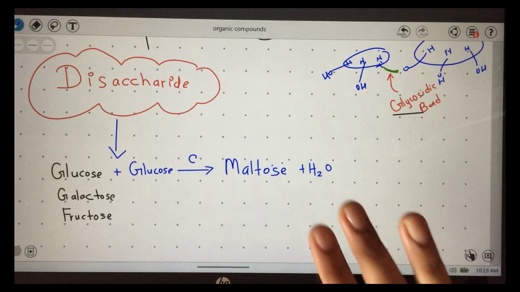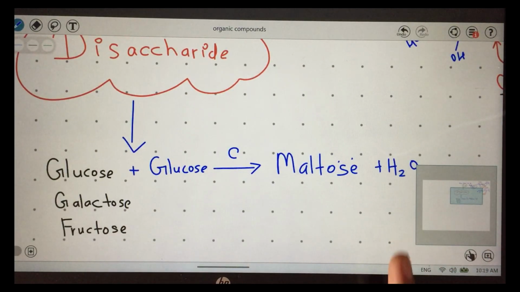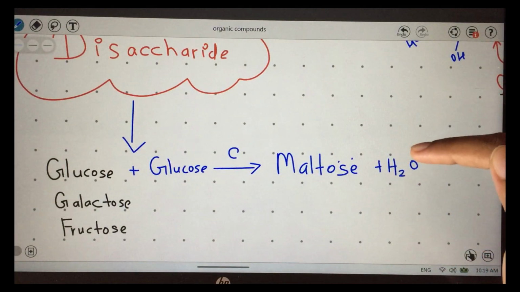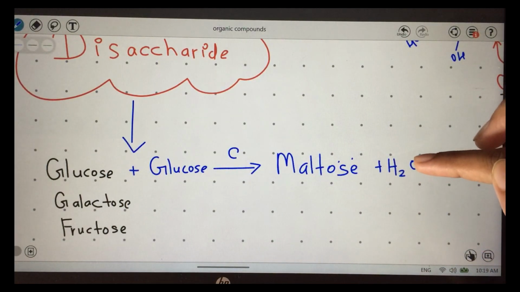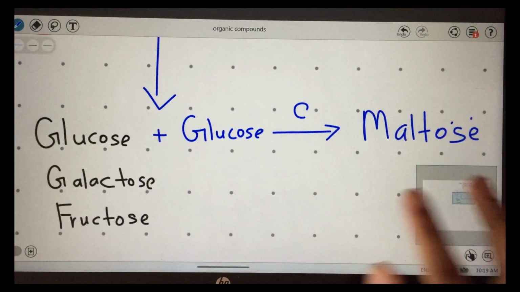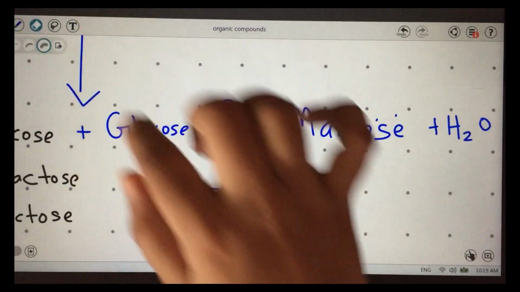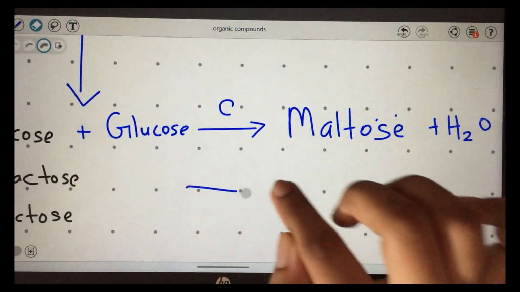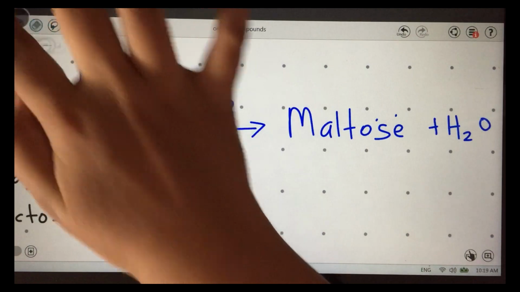What does this mean? When you write the equation, if it is a condensation reaction, water is a product. If it is a hydrolysis, water is a reactant. You add water to the left side of the equation. Okay, and you make maltose. Now what is this maltose? Maltose is a disaccharide.